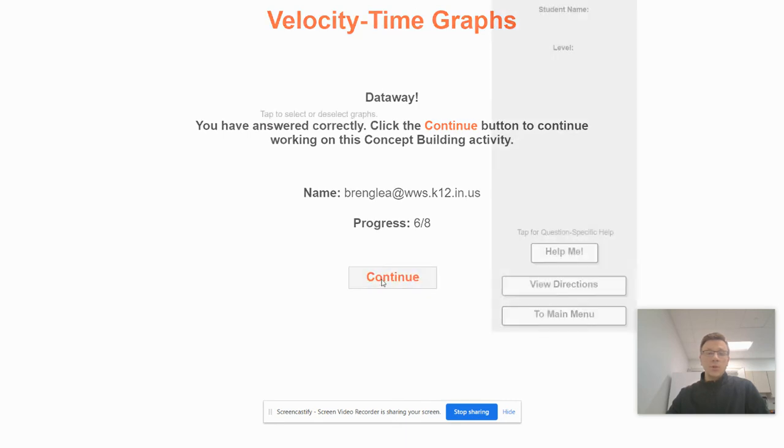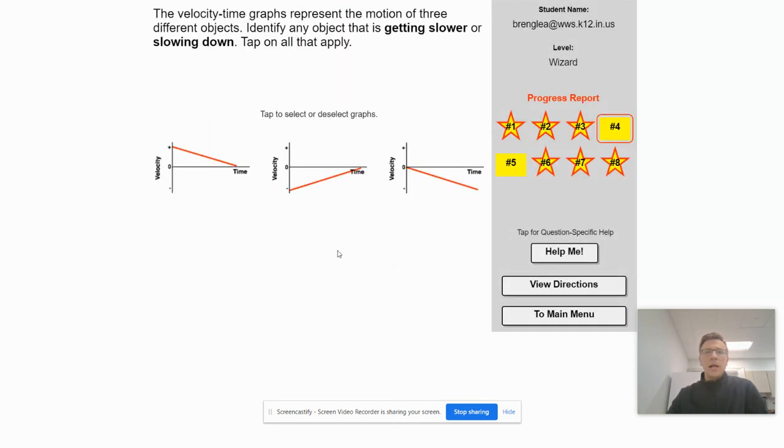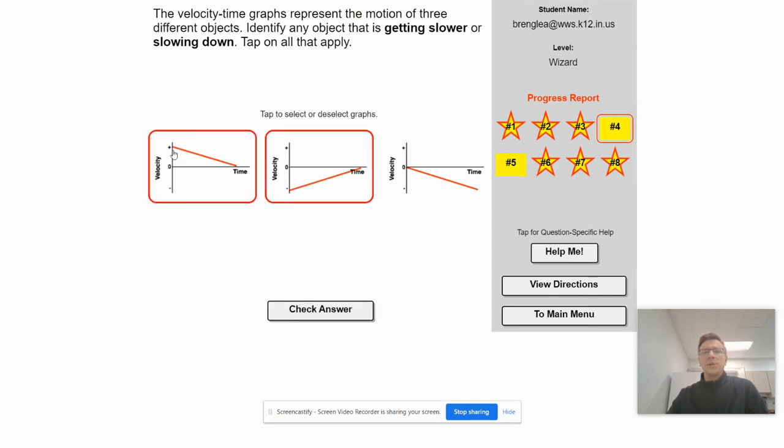At this point, I'll just go ahead and finish out the wizard level. Which ones are slowing down? So we're going to choose these 2 answers because the object starts at a non-zero number, and then it ends at 0 meters per second along the y-axis here. The third option starts at 0 meters per second and goes to a non-zero number, so it is speeding up.